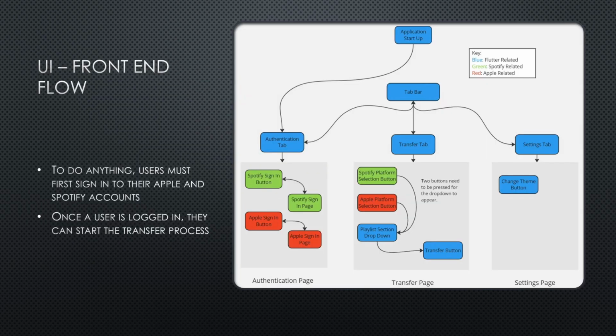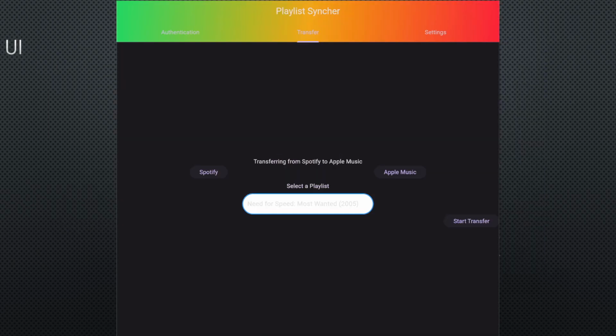This is our front end. We have the authentication page, which handles user authentication. We have the transfer page, which actually handles playlist transfer. And then we have the settings page, which is where we store accessibility options, all that fun stuff. Here you can see a quick preview of our UI.